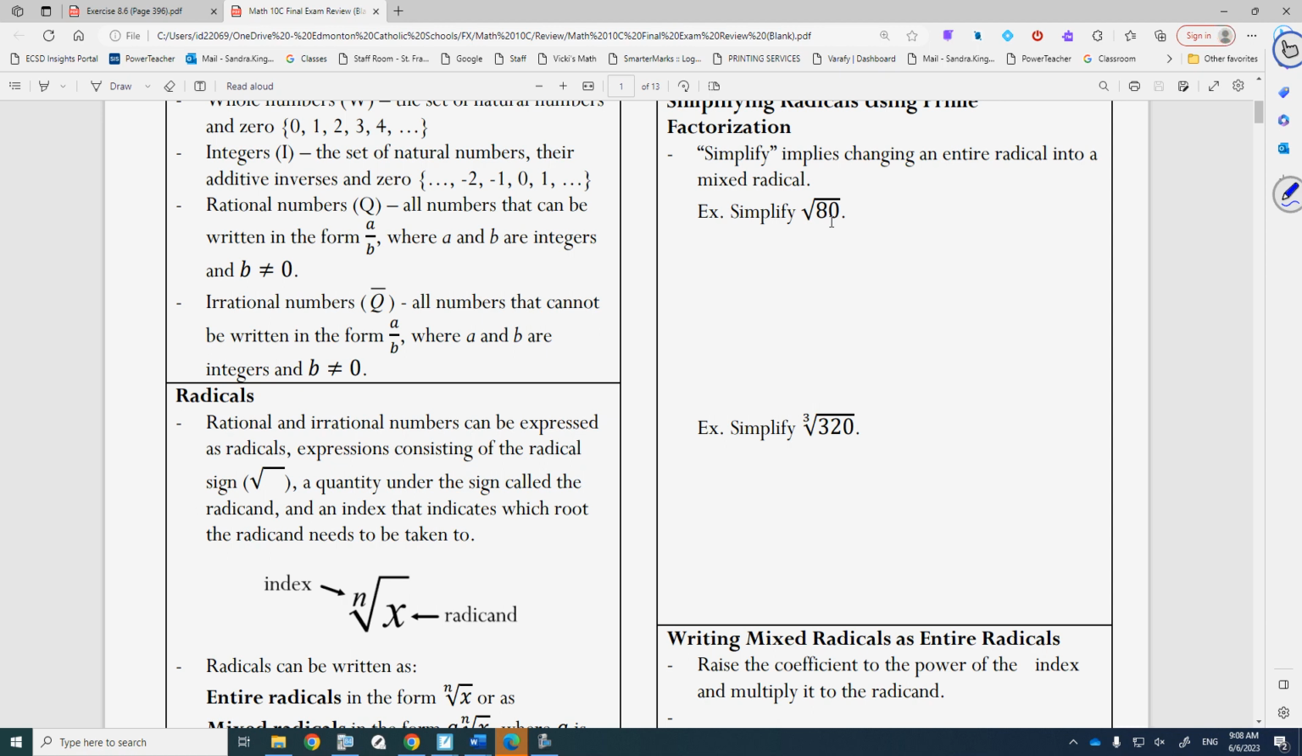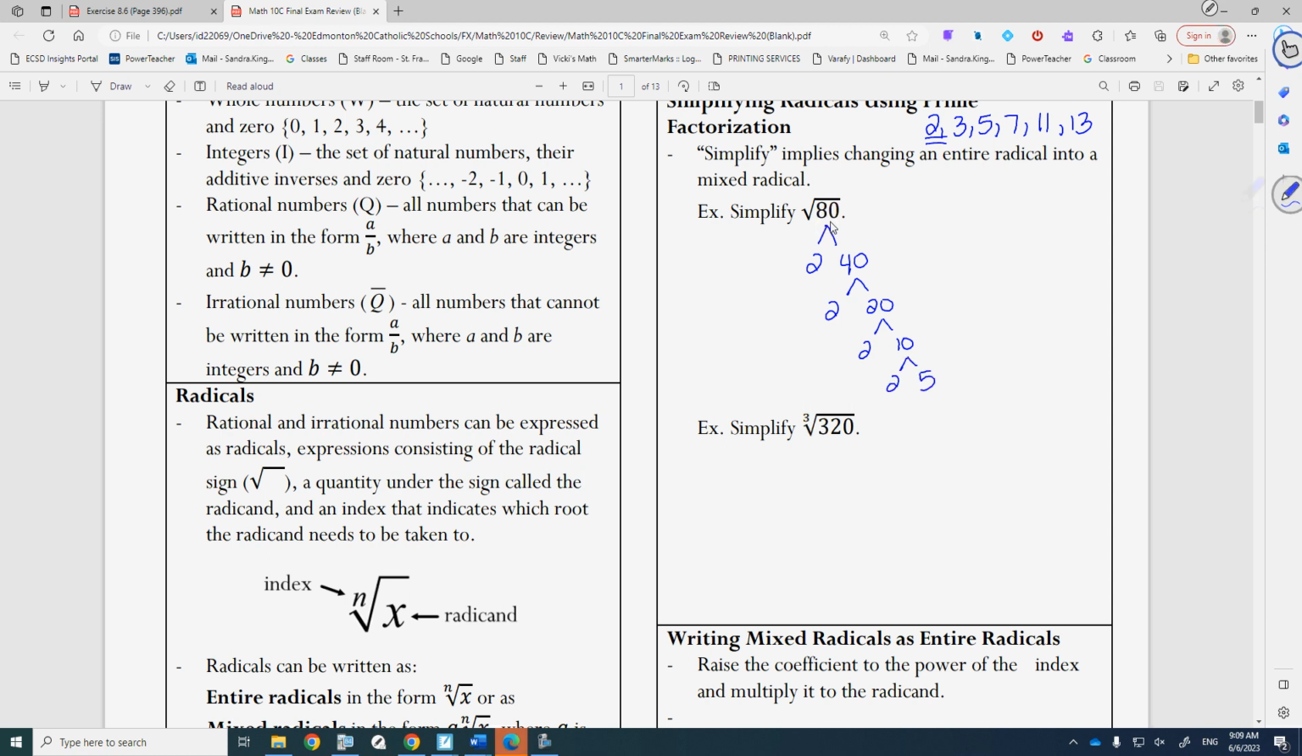Take the square root of 80, take out your calculators, and remember what we do. We're going to divide that number by the prime numbers. So the prime numbers were 2, 3, 5, 7, 11, 13. You have to know those primes. But you take 80 and you always divide it by the lowest prime first, which is a 2. 80 divided by 2 is 40. 40 divided by 2 is 20. 20 divided by 2 is 10. 10 divided by 2 is 5.